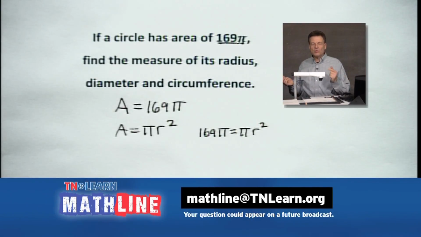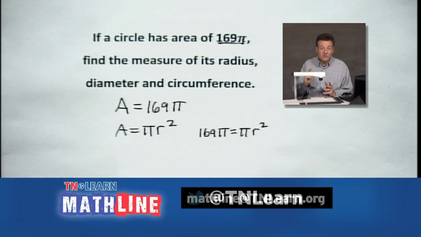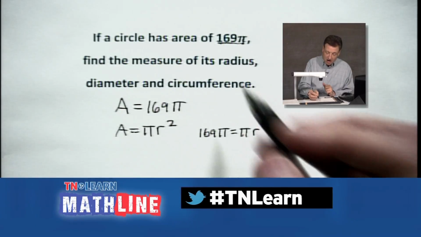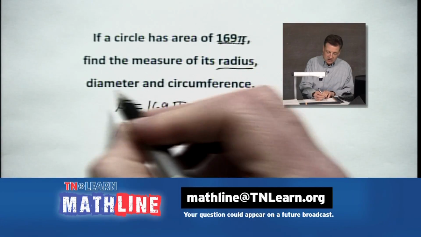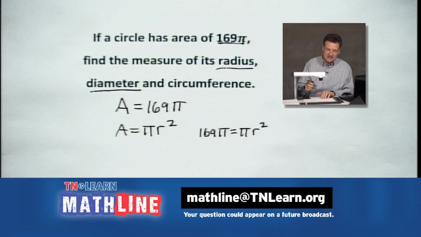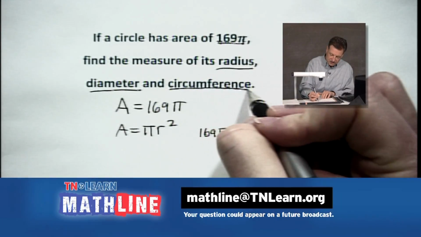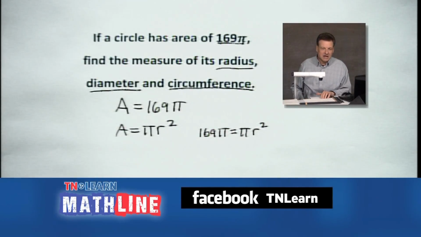And the basic idea is we need to get r by itself. R stands for radius, by the way. So once we get to r, we have the first part. The second part will fall right into place. And then circumference, like I said, oh, that's easy also. It'll all come together very quickly.